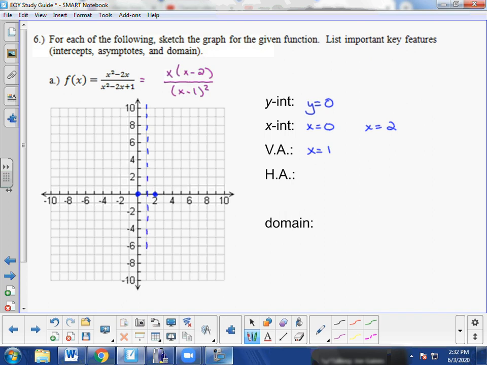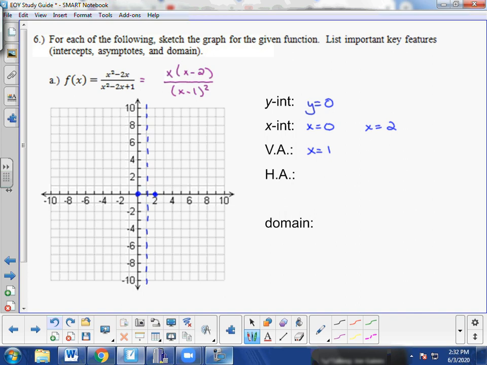So we are going to approach that asymptote either going up or going down. We do know that x minus 1 is squared. So at this vertical asymptote, we're either going to approach it with both going up, or we're going to approach it with both going down. We'll come back to that later.